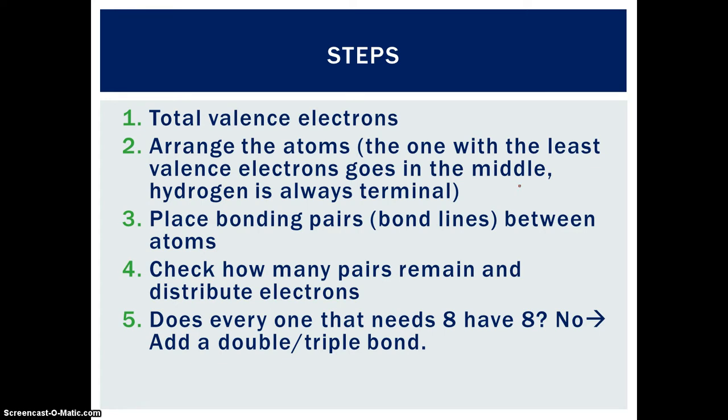Then place in bonding pairs, the bond lines between the atoms. Check how many pairs remain. So how many have you used up with your bond lines and how many are left, and then distribute those electrons around the remaining atoms so that everybody who needs 8 has 8. If not, then we're going to learn how to draw in double and triple bonds. The exception here that you need to be careful of is hydrogen needs only 2. Pause it if you need to keep writing. These steps will show up on the next slides as well.